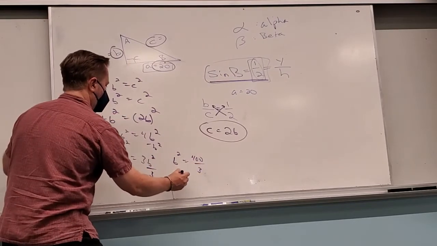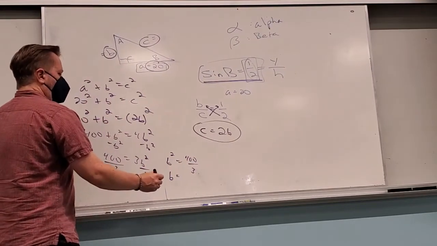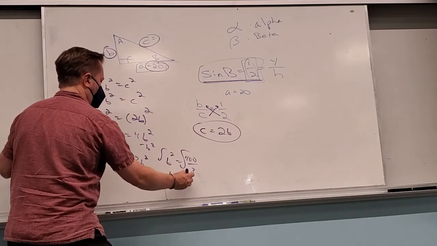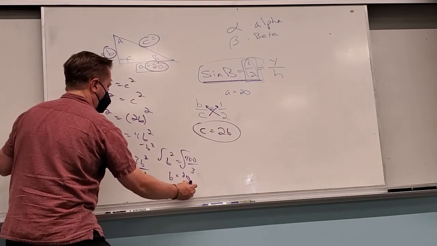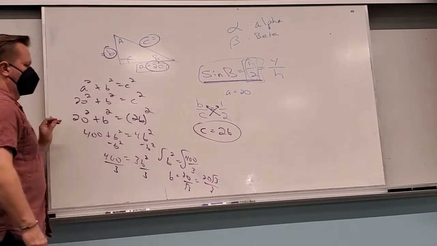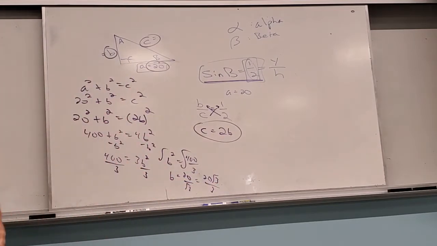So then what's b? What's the square root of 400? 20. And what's the square root of 3? I don't know. So this will be 20 rad 3 over 3. Woo! All right. That's one way to do this. Okay. Let's do this a different way.